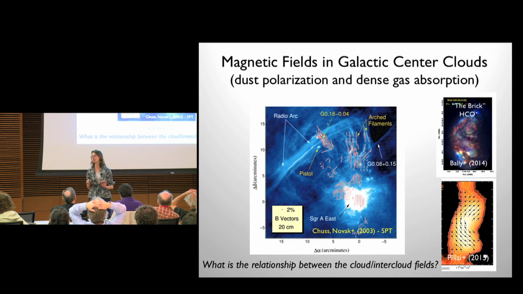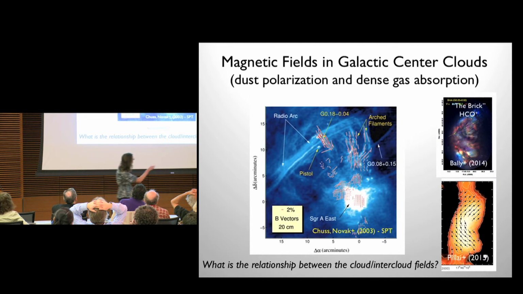Now, at the same time, we have magnetic fields in the clouds. I'm not going to say much about this other than to show that there has been some very high resolution work done by Giles Novak and others showing that the magnetic field in the clouds that intersect, at least in projection, the non-thermal filaments is in a completely opposite orientation. Again, these are magnetic field vectors as traced in a number of dense clouds.